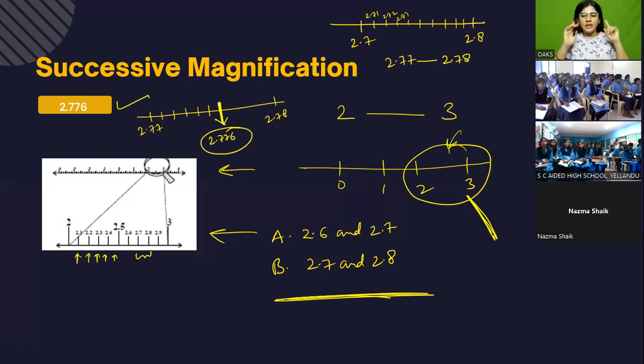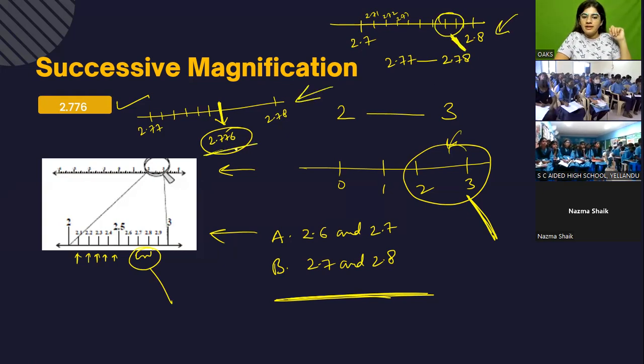So, first of all, it will lie between 2 and 3. Then after that, it will lie between 2.7 and 2.8. So, I'll magnify that area. After that, I'll magnify this area, 2.77 and 2.78. It is here. So, here I found my number, that is 2.776. I hope you understood the process, how this magnification works. You just have to find the immediate left and the immediate right where this number will lie. Understood, everyone? Okay, great.